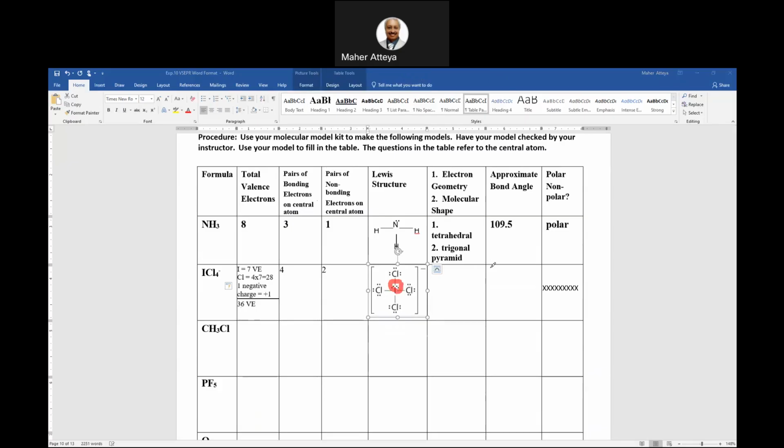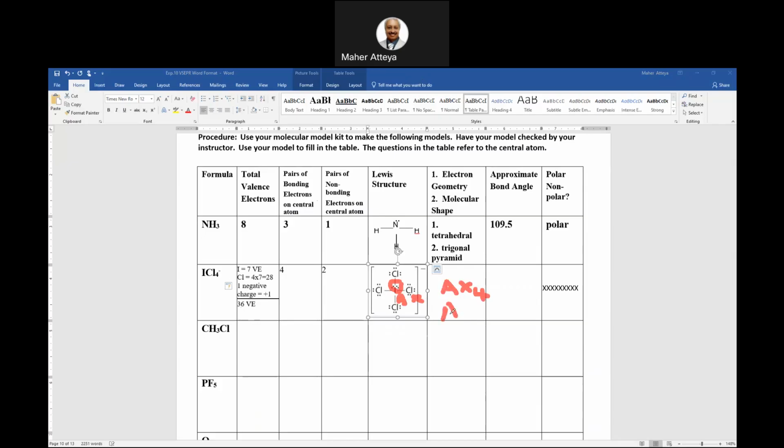So if you take the lone pairs out, what will you have? You have a tetrahedron, correct? Makes sense? So without the electrons, without the lone pair, if this is A and this is X, you have AX4. That's for the molecular geometry.